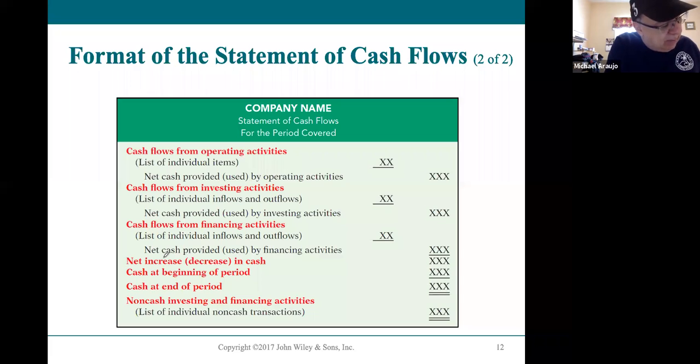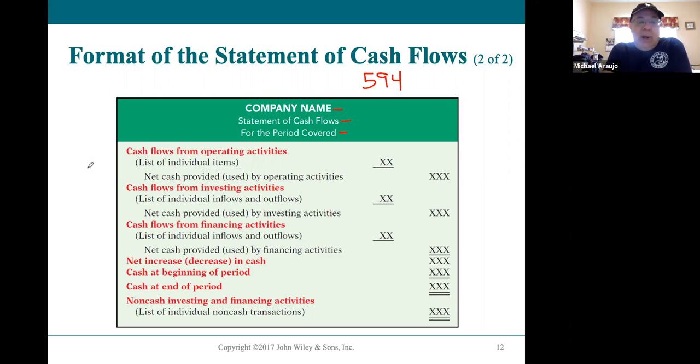This particular one, I'm opening the book to find the page number here. This is on page 594. So if you have the book and you look at page 594, you will see that this is a common format of a cash flow statement. The company name would go first, the statement is the cash flow statement, and then whatever period of time is covered. It's usually the same period of time as the income statement as well.